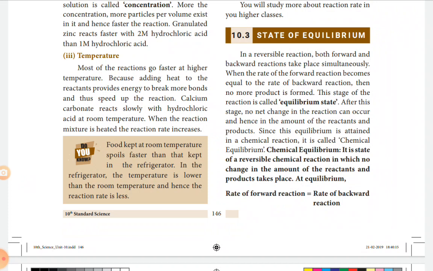So here it is given, what is the reason? Because more heat means the energy provided by heat energy helps to break more bonds, and because of this the rate of the reaction will be increased. Here one example is given: calcium carbonate reacts slowly with hydrochloric acid at room temperature. At the same time, when this mixture is heated, the reaction rate increases.